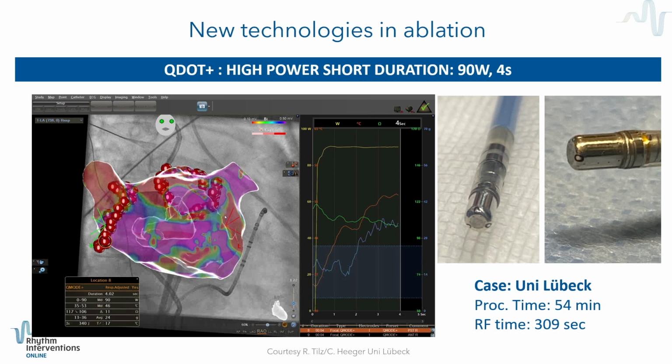And this is a case which was done in my home university in Lübeck, and it's courtesy of Roland Tilz and Christian Heger. They did this week a case and amazingly finished the case in 54 minutes, ablation RF time, 5 minutes, 300 seconds. So this is very, very fast. And you see these clear and nice, very precise circles encircling the ipsilateral pulmonary veins.